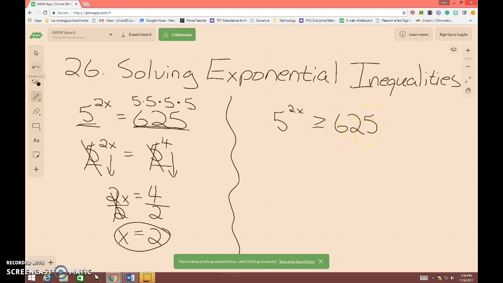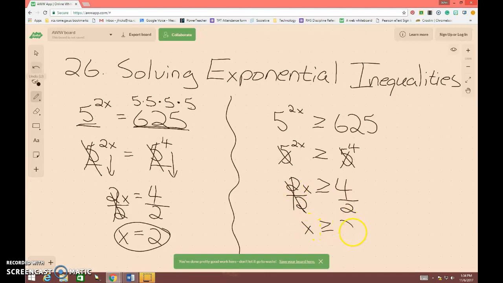So if I wanted to work this problem out, I know that I would still do the same thing, right? This would be 5 to the 2x power is greater than or equal to, and then 625 I know would change to 5 to the 4th power. From here, I could drop the 5s on both sides, and I would get 2x is greater than or equal to 4. Then I could divide both sides by 2, and I would get x is greater than or equal to 2.